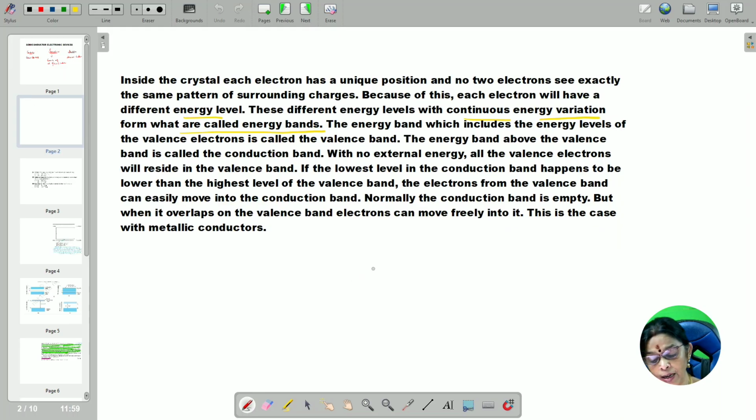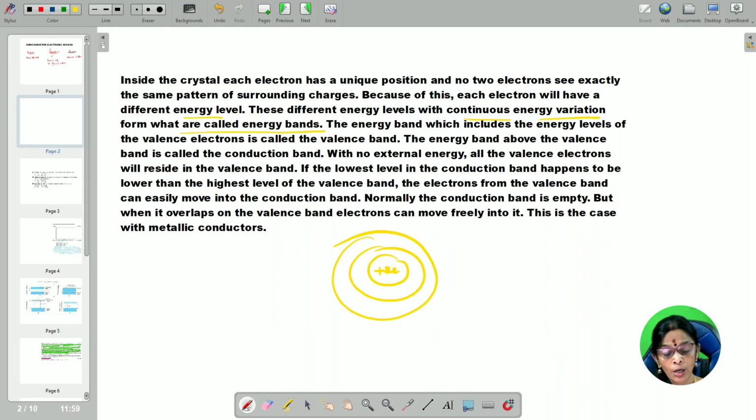For example, when you take a nucleus with charge plus Z, the electrons will be revolving around it in permitted orbits. Let us suppose this is the valence electron. Therefore, it has its energy. Hence, the valence electron energy forms a band called the valence band. With no external energy, all the valence electrons will reside in the valence band. So, the energy band which includes the energy levels of the valence electron is called the valence band. The energy band above the valence band is called the conduction band.